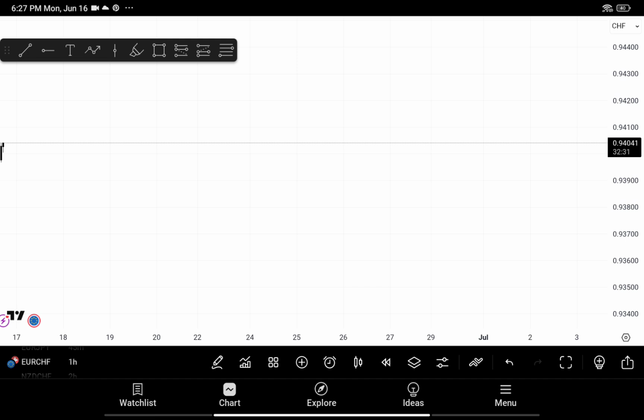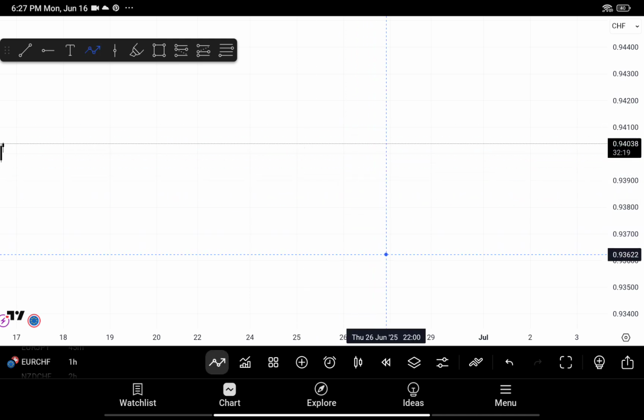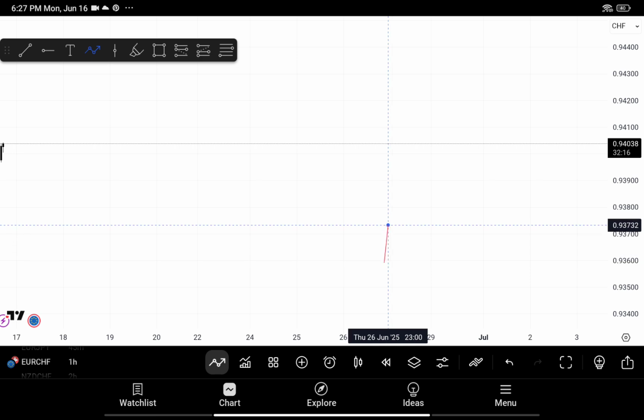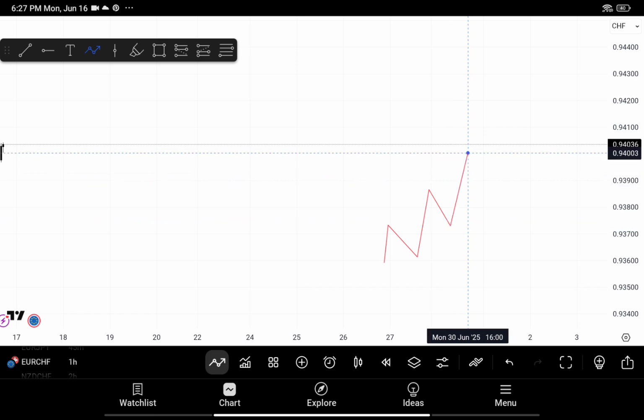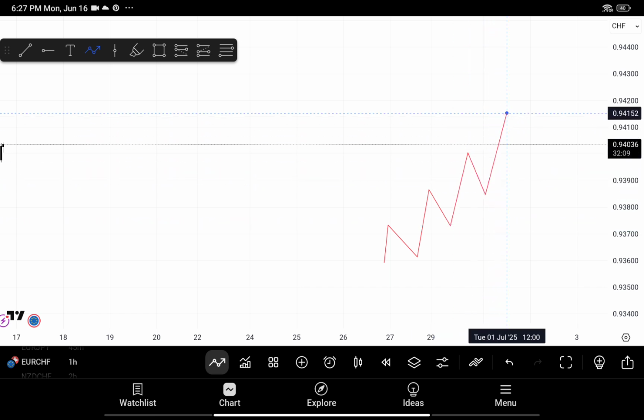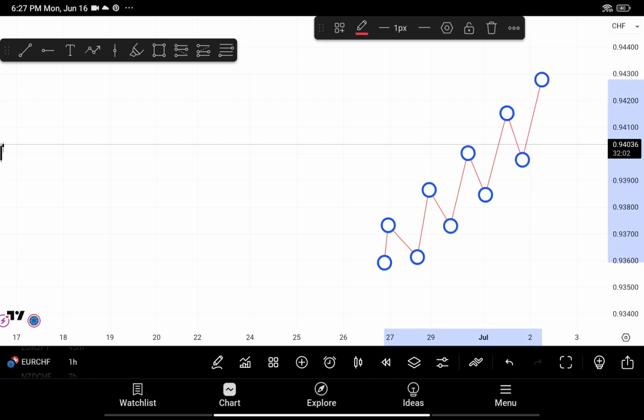Today's class is mostly about basic market structure. We all know that basic market structure tells us we have two types of trend. We have the higher highs and higher lows. The ones at the top are the higher highs, and the ones below are the higher lows.